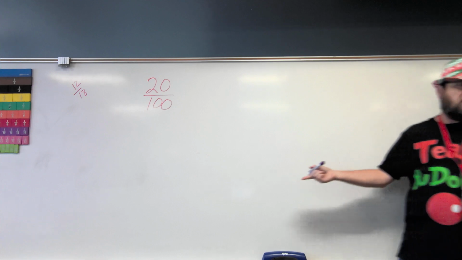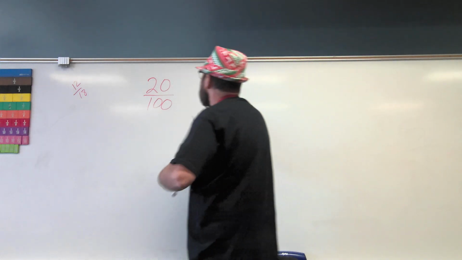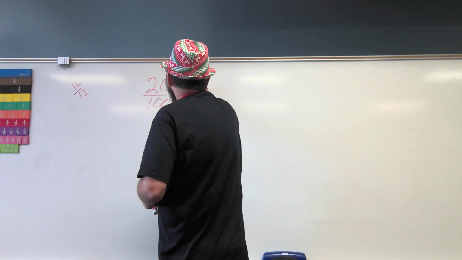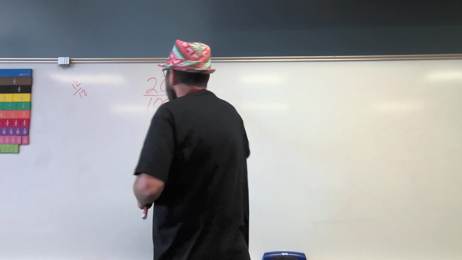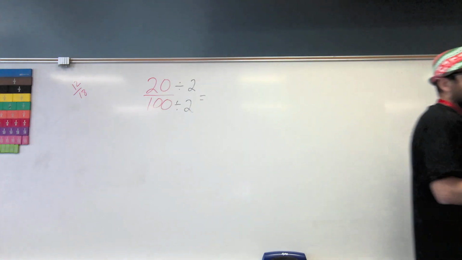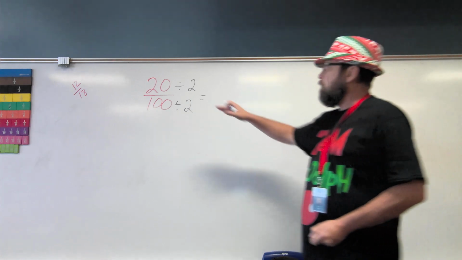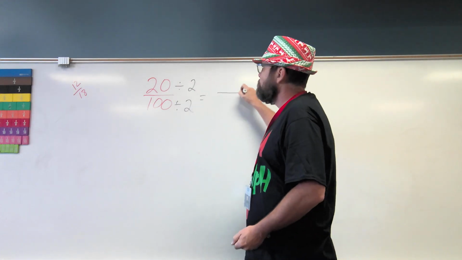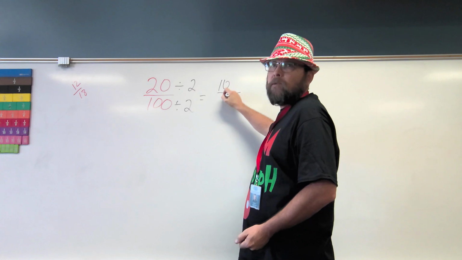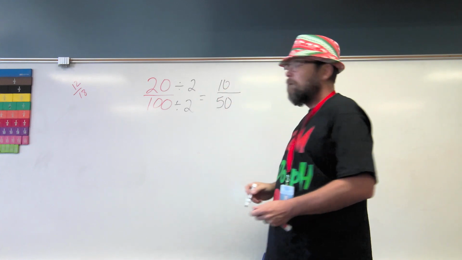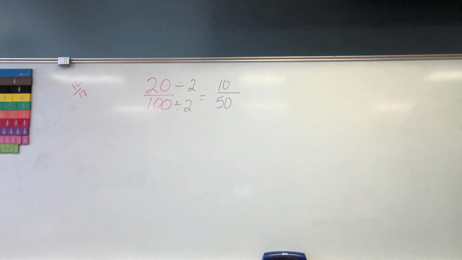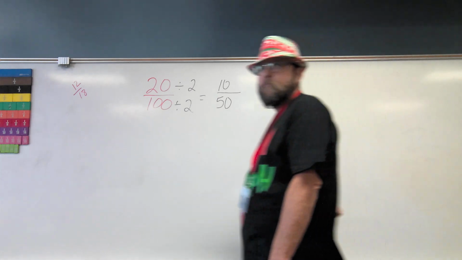2. They're both even. Obviously, 2 will divide into both of them. And 2 over 2 equals 1. We have to do the same thing to the numerator as the denominator. Otherwise, we're changing the value. And Jaden, what is 20 divided by 2? 10. And 100 divided by 2? 50. All right, now Jaden, do you think 10 over 50 is in lowest terms? No.